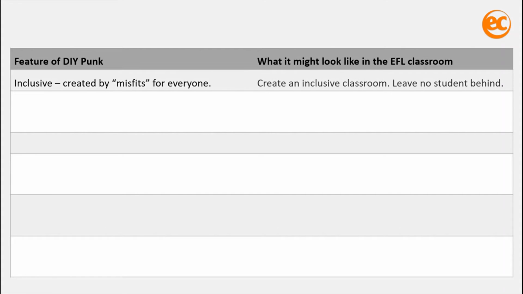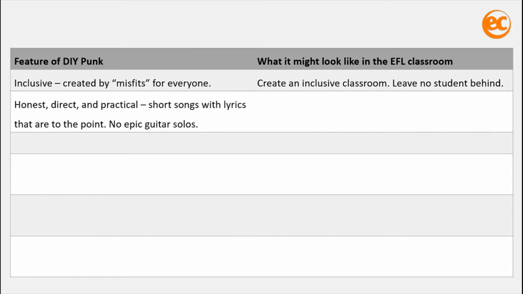And so what this might mean in class is that we create this inclusive classroom where we leave no student behind. So if you notice anyone left out in class for any reason, you arrange a one-to-one with that student, you chat with that student, speak to admin staff about it. Of course, a lot of us might do this anyway, but going a step further on that is what this feature might look like in the EFL classroom.